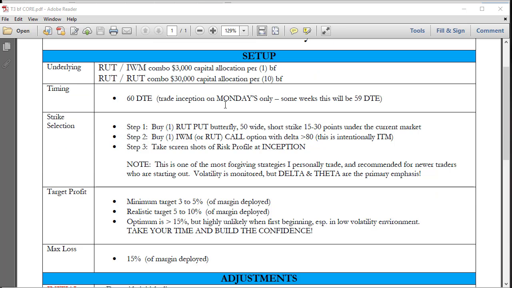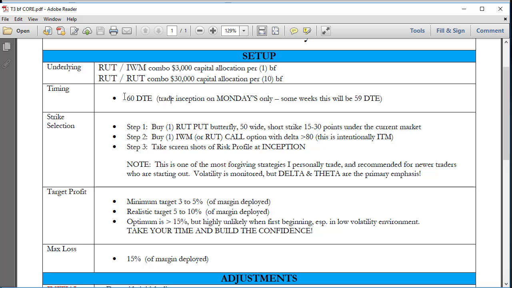Timing: 60 days to expiration. Again, this right here I put on Mondays only. Some weeks it'll be 59 days to expiration. I used this in an example with a bunch of traders that I was teaching this to show and prove the point that it doesn't matter what the specific day you enter these trades on. That does not matter. What matters is how you manage it after the trade is loaded.